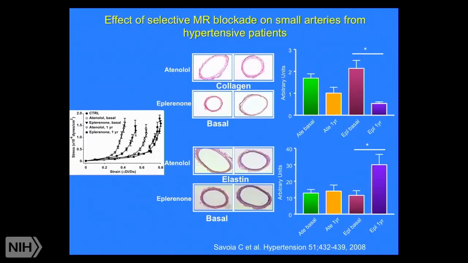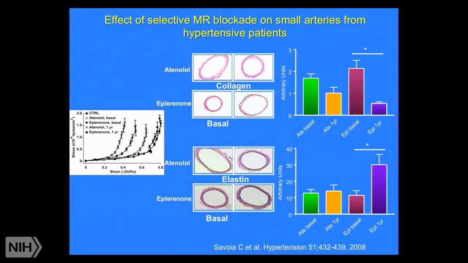Another study that we performed was with a particular peeve of mine, which is aldosterone and its effects in hypertension, and here we performed mineralocorticoid receptor blockade of patients over a year, and we did not find improvement of structure as shown by medial lumen ratio or cross-sectional area of vessels or endothelial function.